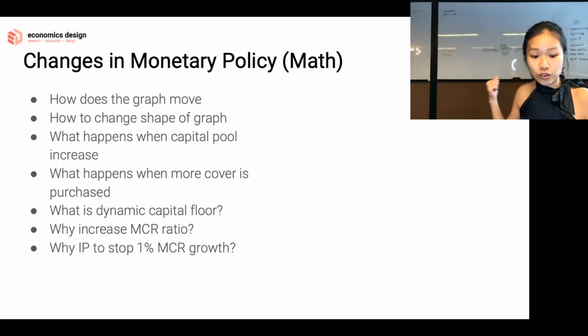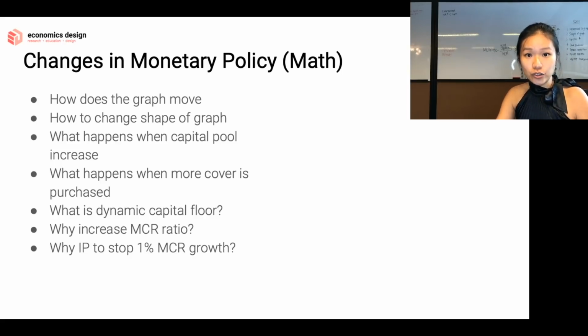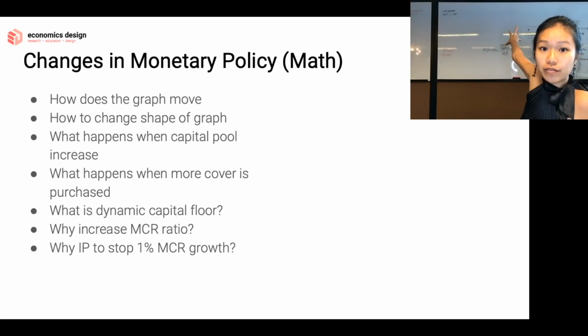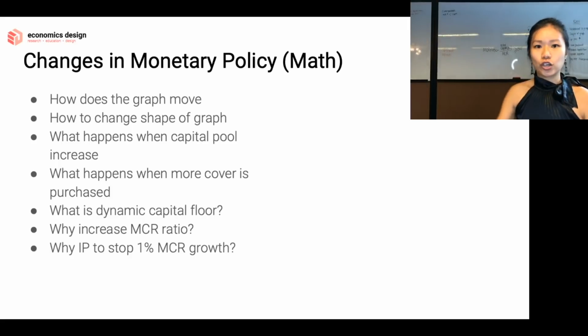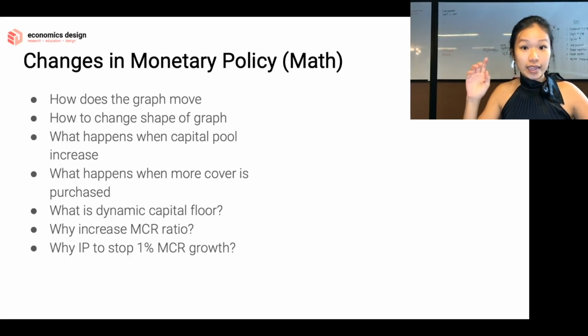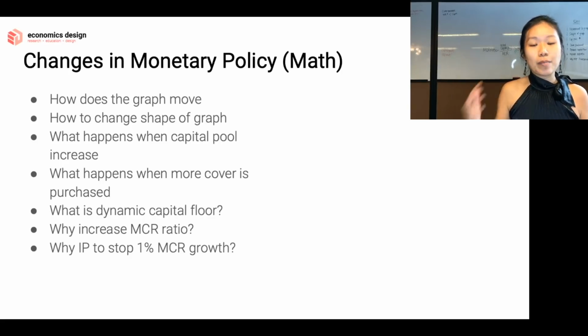So it's 130%. And previously they were always increasing the MCR ratio, so that by increasing the ratio, it means that you have more capital available to cover the MCR. And this is in general a good thing if you think about it, because remember, we talked about this ratio being the capital efficiency, right?